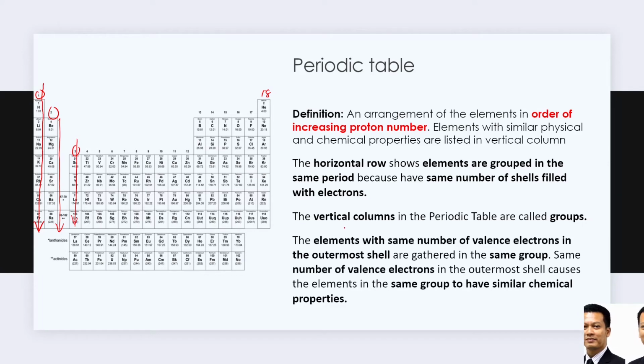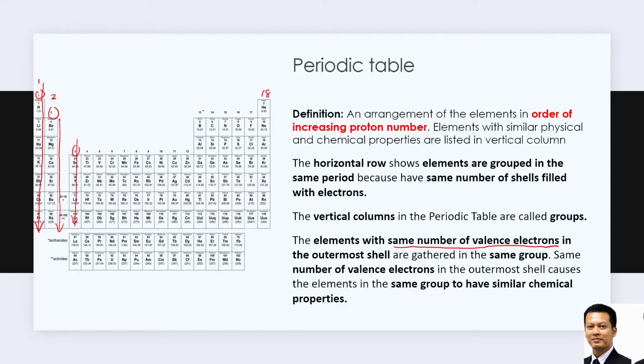Why are they in the same group? Because they have the same number of valence electrons. Valence electrons means the electrons at the outermost shell. This one has 1 valence electron, this one has 2 valence electrons, and so on. This one has 3 electrons in the outermost shell.